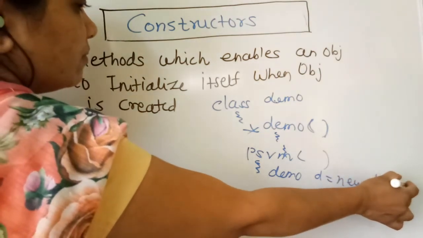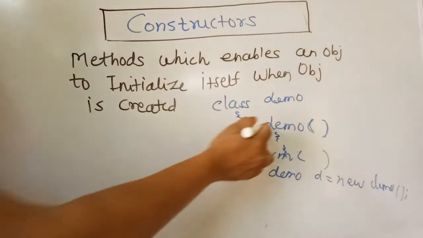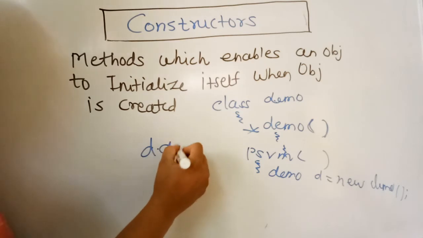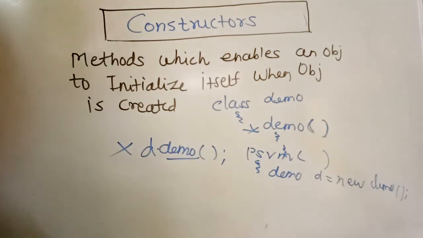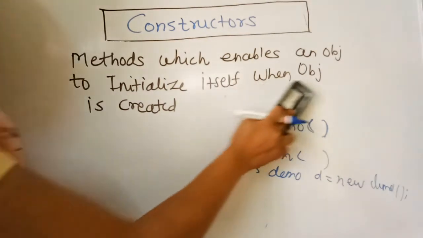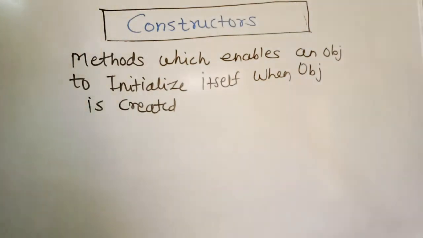For example, when you are creating the object like Demo d = new Demo, the constructor is auto called. There is no mechanism to call it like other methods of the class. This is an illegal way of calling the constructor. There is no need to call the constructor because it is auto called when the object is initialized.